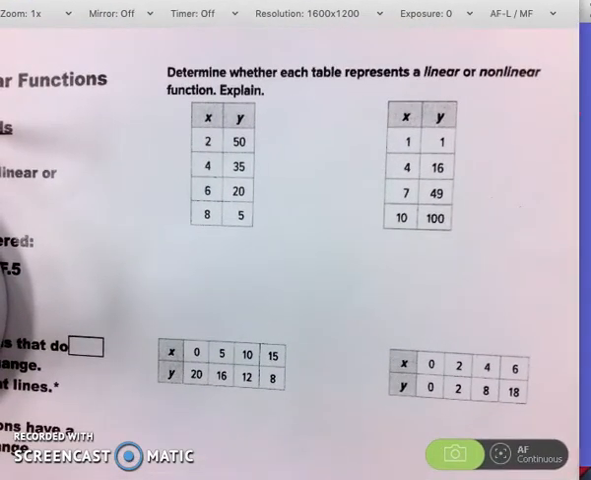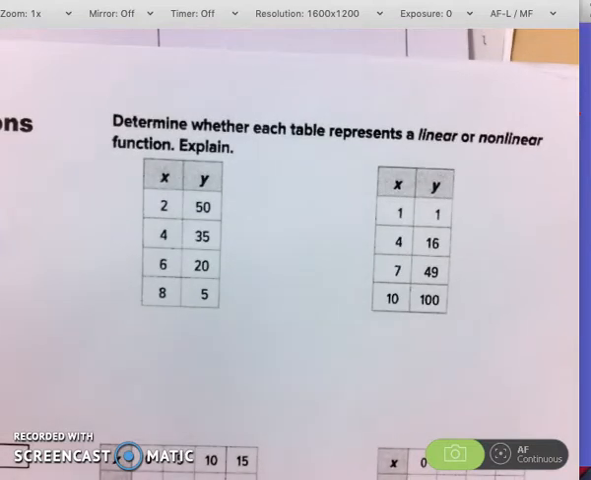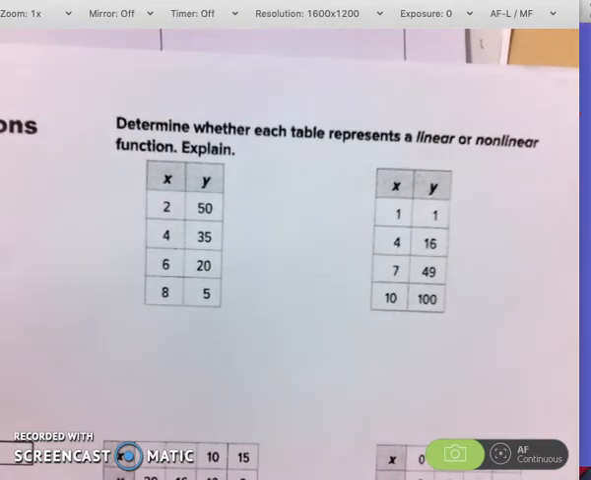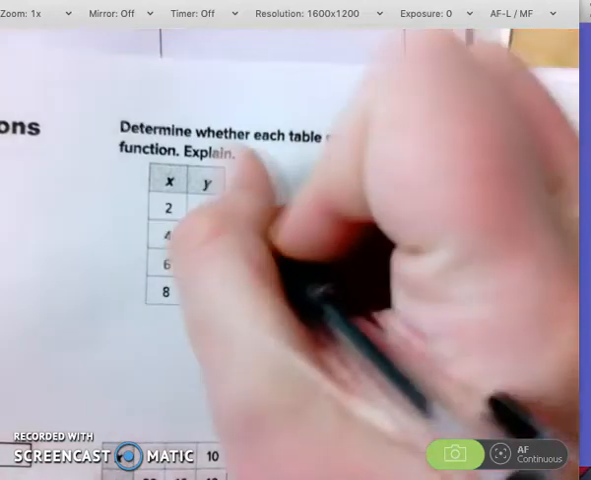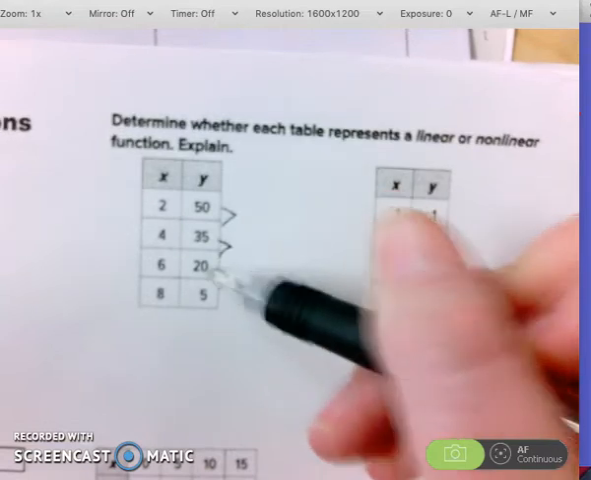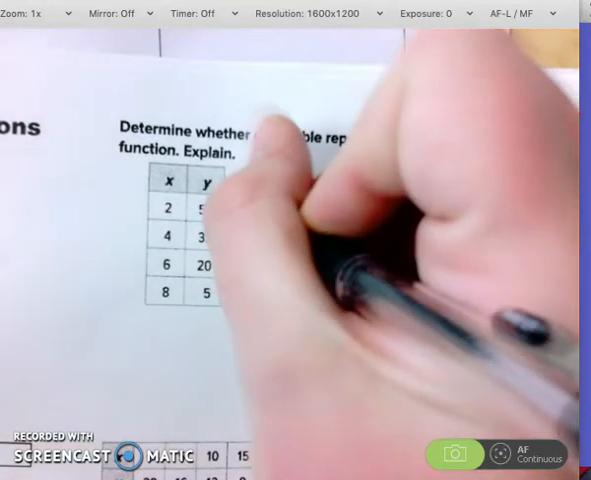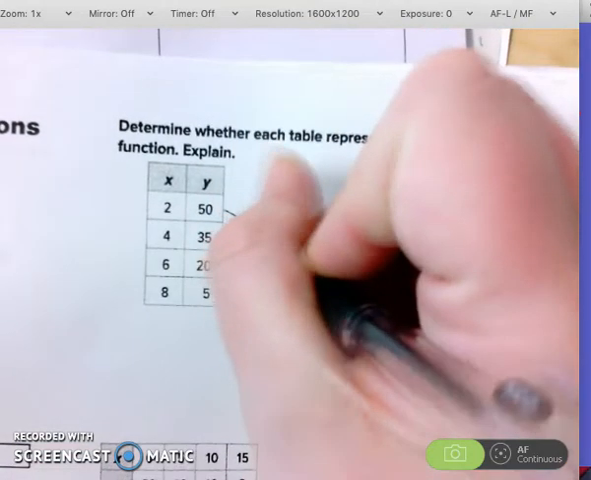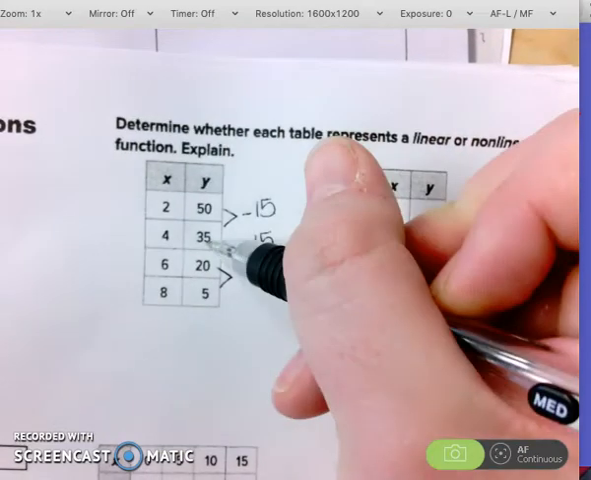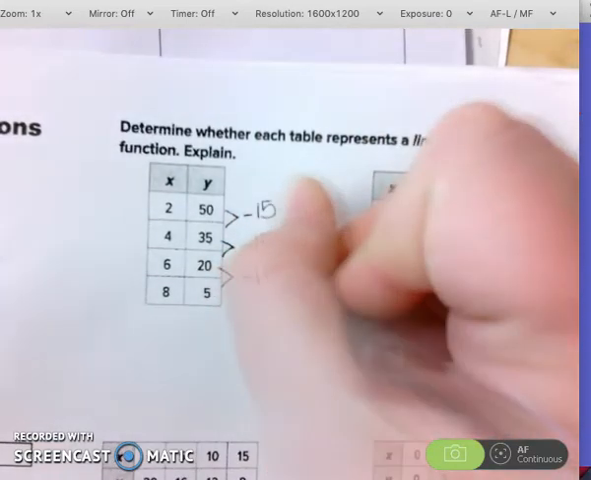The next is determining whether the table represents a linear or nonlinear function, and then explaining. The difference between linear and nonlinear is that one has a constant rate of change and one does not. So that's exactly what we have to find. We are going to be finding the rate of change here from 50 to 35, 35 to 20, 20 to 5. Each time you are subtracting 15. So 50 minus 15 will get me 35. I can check that math on a calculator. So I'm subtracting 15 each time.